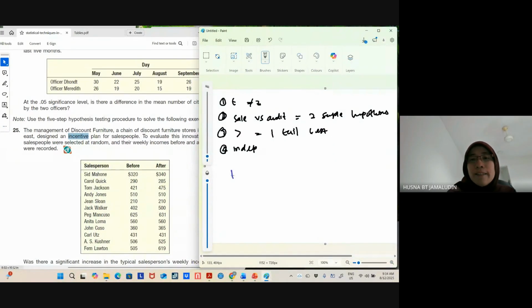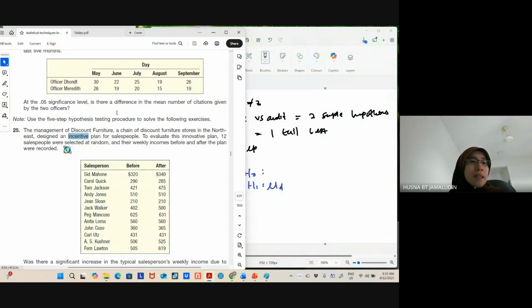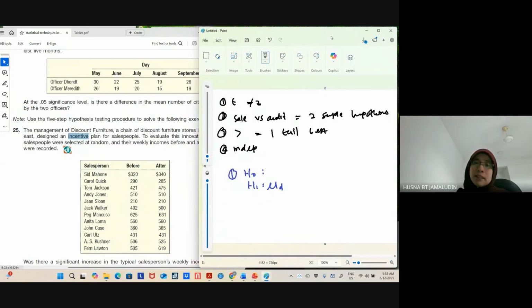So you can have step number 1 for hypothesis H0, H1. You have two ways. You can put here mean difference. Okay, so you believe that because of the incentive, people will work harder, right? So mean difference, you can say mean difference what? Harder, right? So the difference.